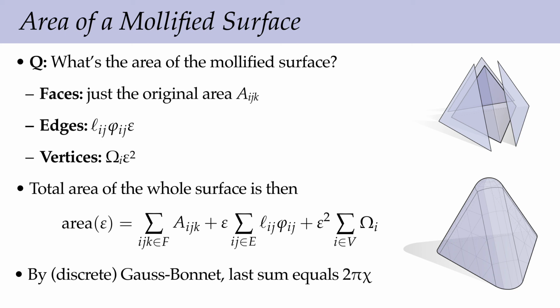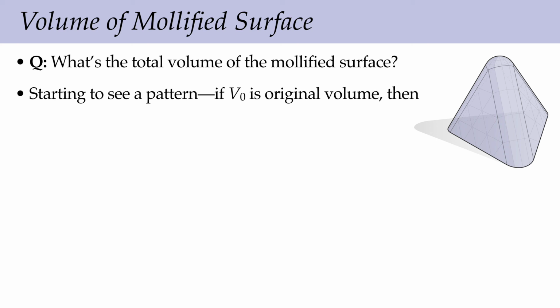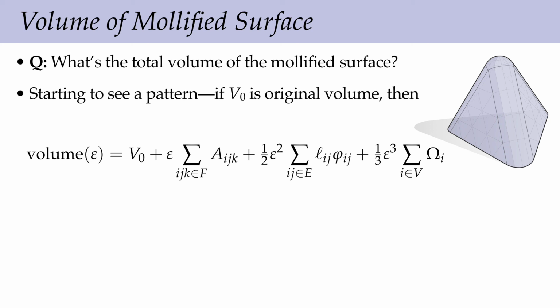Let's keep going. What are other properties we can talk about for this smoothed out surface? How about the volume enclosed by the surface? Well, at this point, hopefully we're starting to see a pattern. In particular, if V naught is the original volume, the volume of the unsmoothed surface, then the volume of the mollified surface for a radius epsilon is the original volume V naught plus epsilon times the sum of the areas plus 1/2 epsilon squared times the sum of edge lengths times dihedral angles plus 1/3 epsilon cubed times the sum of all the angle defects.